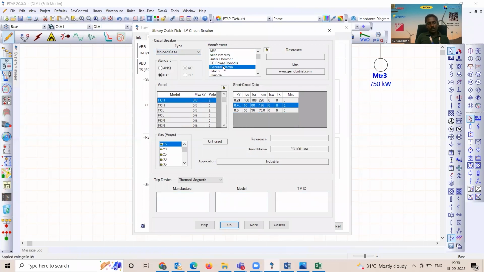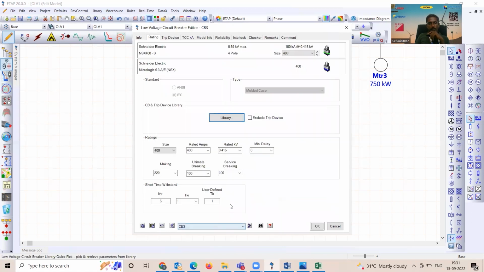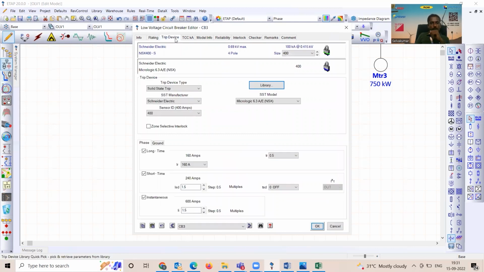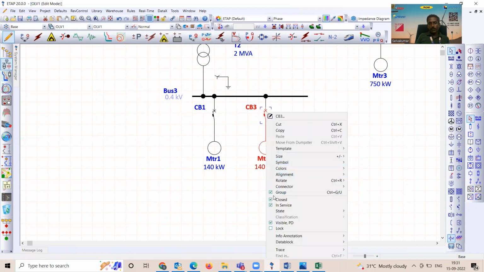Let's maybe pick some other different manufacturer. NSX 400, Micrologic 6.3. I have picked up 400 amps, Micrologic 6.3A, right? So we have probably picked up a release, which is electronic release, protecting the motor, adjustable. Now let's take this motor and this to the graph and probably compare how this protects the motor, right?